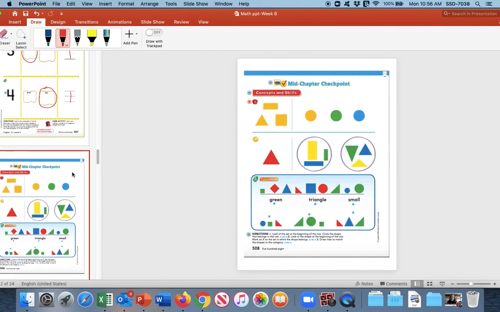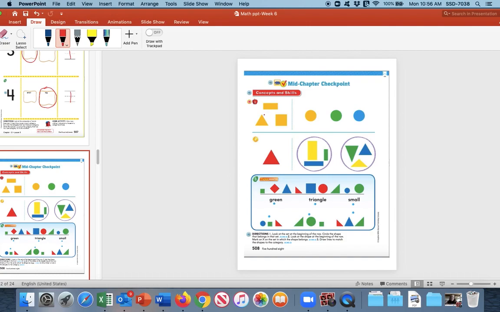And now we're on our mid-chapter checkpoint. So we're just going to kind of do this together, but I'm going to give you a chance to answer the question and try and do it on your own without me. So look at the set that's at the beginning of the row. Circle the shape that belongs in that set.